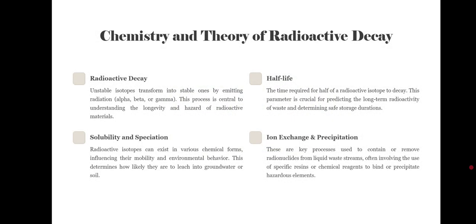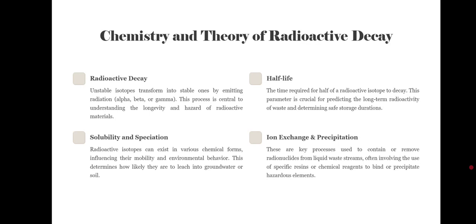Now, let's look at the underlying science behind radioactive materials. Radioactive decay is a process where unstable atoms release radiation to become stable. The radiations include alpha, beta, and gamma radiation. This process is central to understanding the longevity and hazard of radioactive materials. The half-life tells us how long it takes for half the atoms to decay, helping us predict long-term risk and determining safe storage durations.